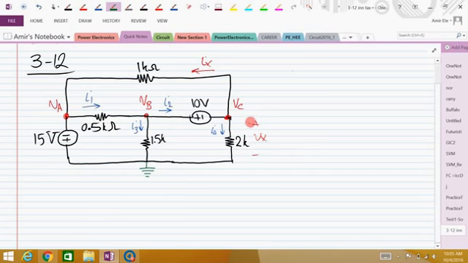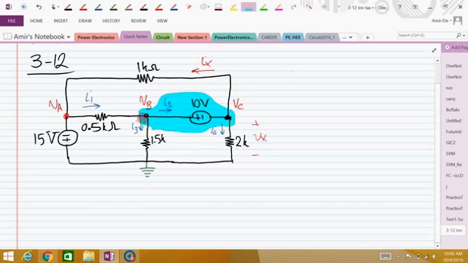Alright, so my supernode here, because I have a voltage source between two general nodes, I have to create a supernode, which will be this highlighted area. This highlighted area is my supernode. So I write the KCL for this highlighted area.